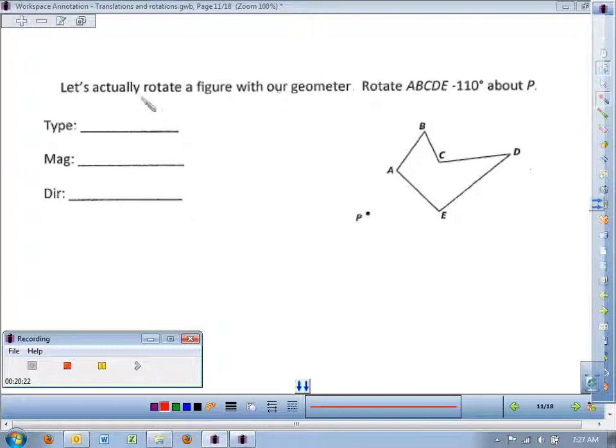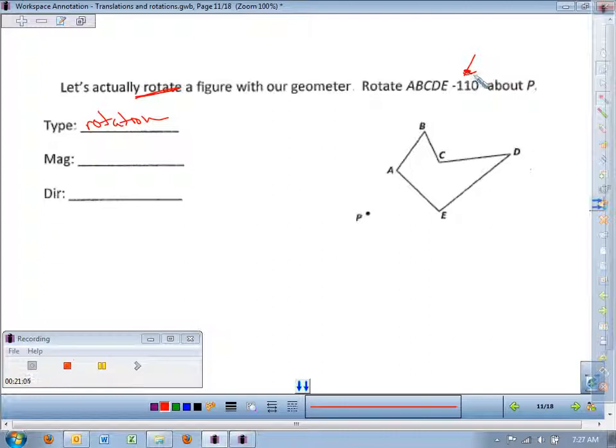Type, real easy. It's going to be a rotation. How did I know it's going to be a rotation? Well, because they told me so. They said, please rotate this. So that means it's going to be a rotation. They say rotate ABCDE, that's this dude's name, a negative 110 degrees about point P. So my question to you is, is the magnitude going to be a negative 110 or is it going to be a negative 220? Should I double that number?